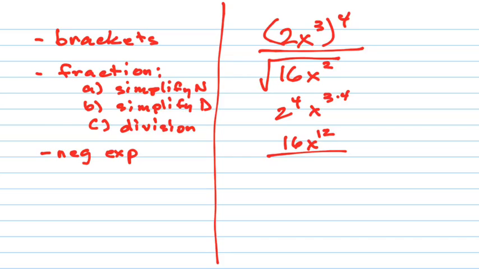In the bottom, be careful though, because there's not a 16 down there, right? That's the square root of 16. What's the square root of 16? 4. What's the square root of x squared? Plain old x. Remember the index, if you don't see one, is a 2. And when you have exponents, you take this one divided by that one. So that gives you x to the first, which of course is just plain old x. Now all I need to do is perform the division. 16 divided by 4 is 4. x to the 12 divided by x to the first is x to the 11. Amazing.